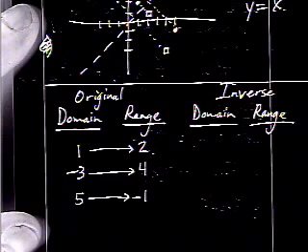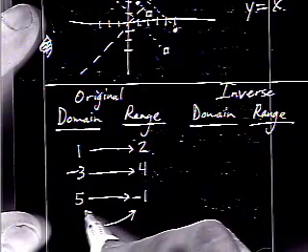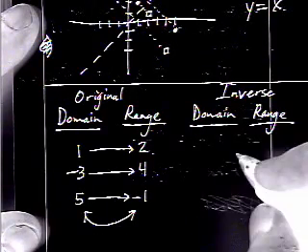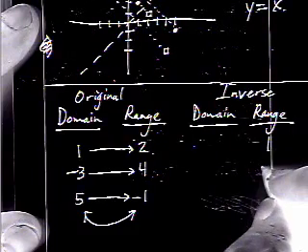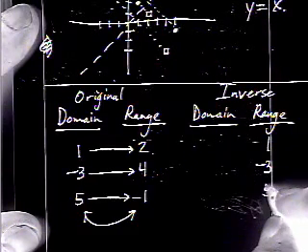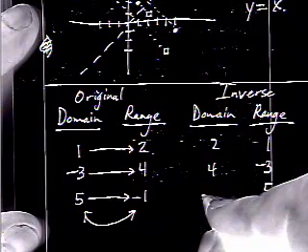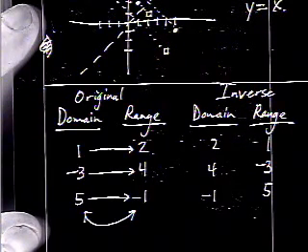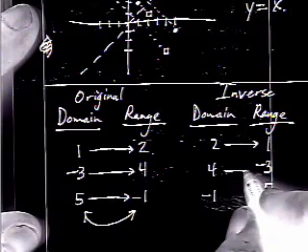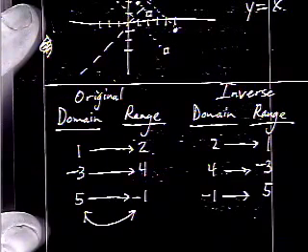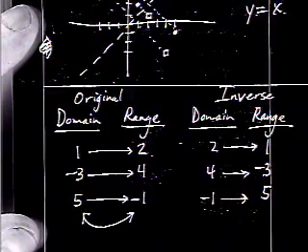Well, what are the domain and range of the inverse? Well, think about this. If you switched x and y, you should have also reversed the domains and ranges. So now 1, -3, 5 is the range, and 2, 4, -1 is the domain, right? And these values go with these values. Okay? So domains and ranges switch just like the x's and the y's.